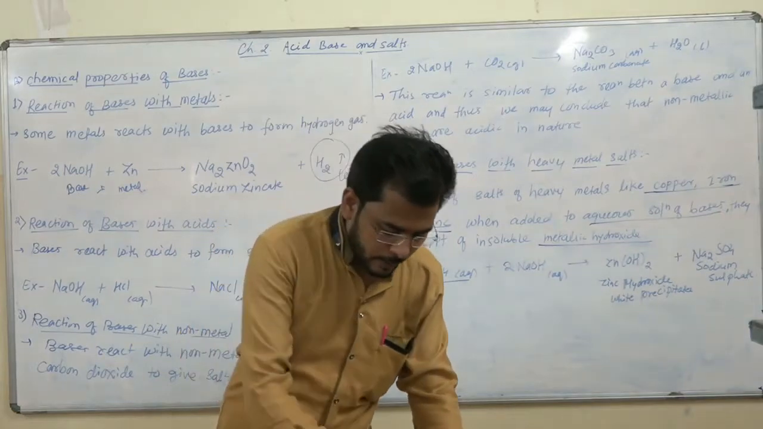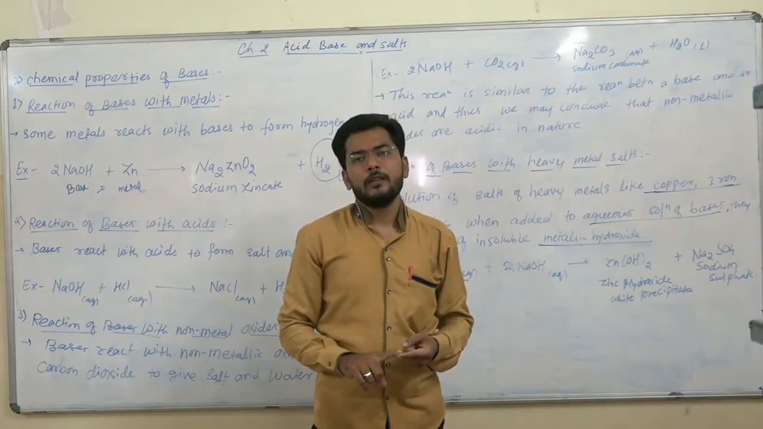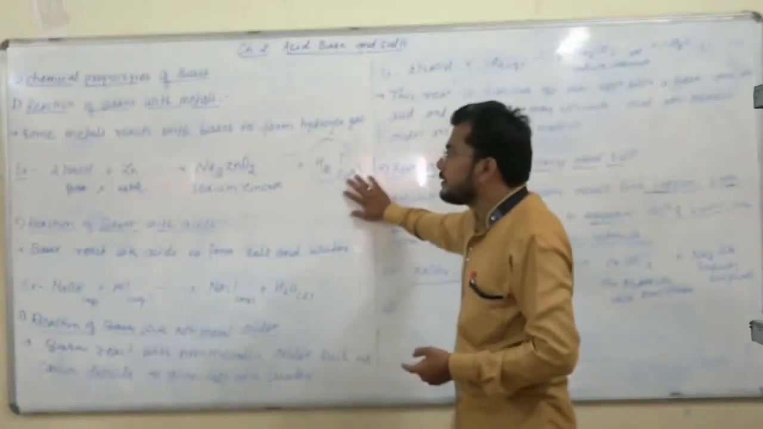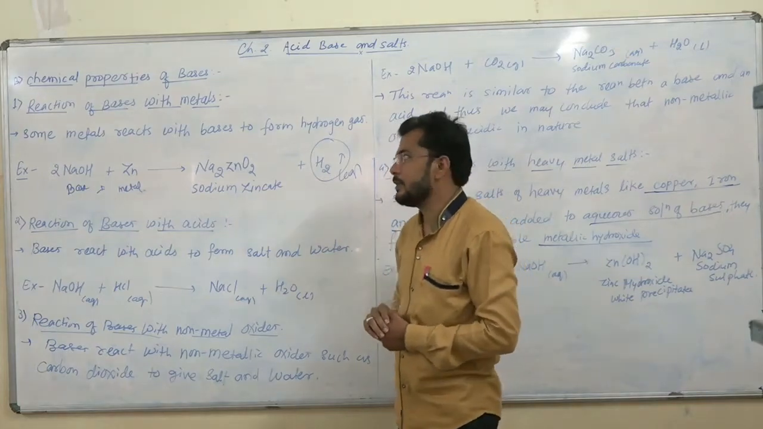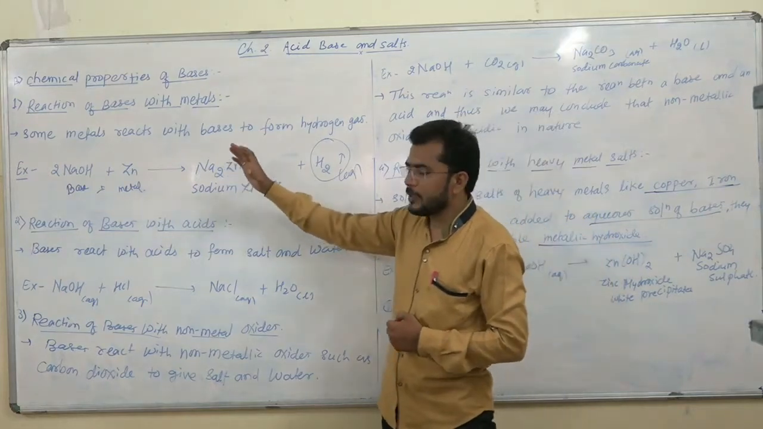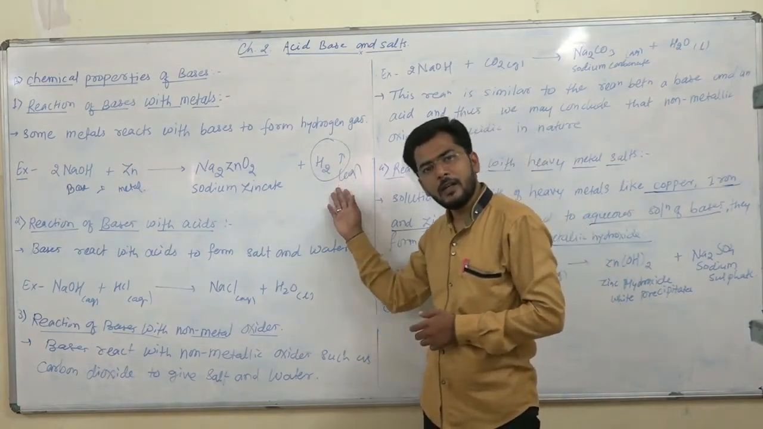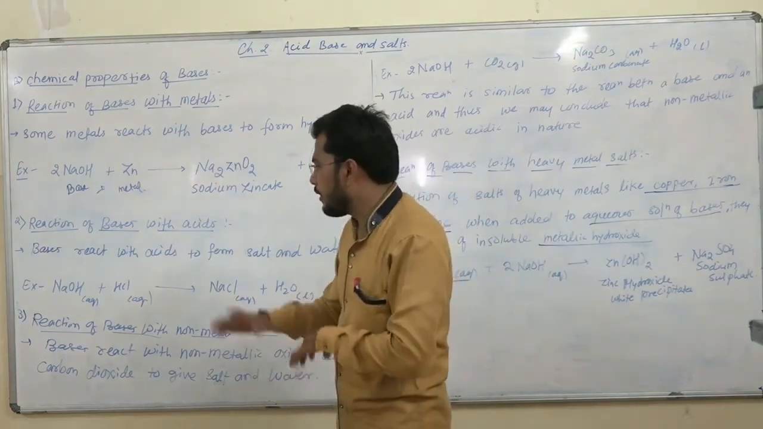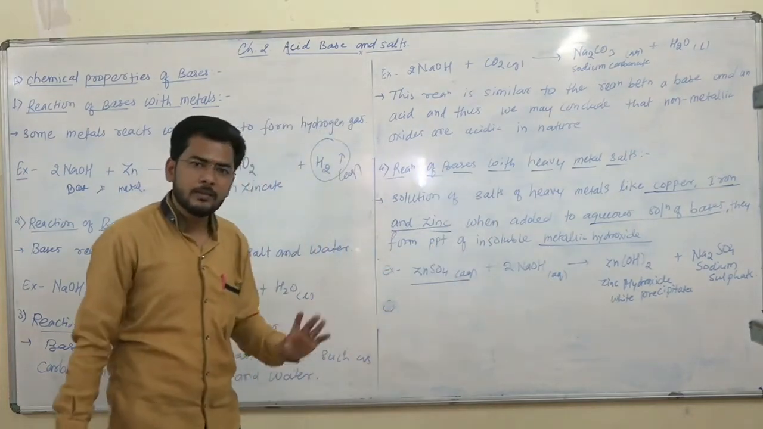I hope today you understood the revision of the previous part, and simultaneously you understood the chemical properties of bases. In that we saw the reaction of bases with metals. We know the general reaction: when bases react with metals, it gives metal salt plus hydrogen gas. Reaction of bases with acid gives salt plus water. After that, reaction with non-metallic oxide gives metal salt plus water.